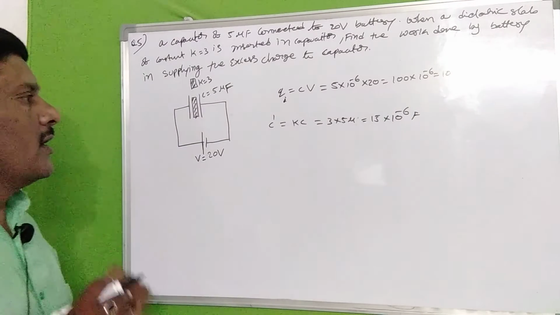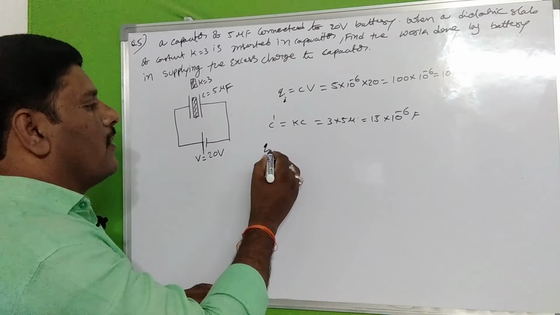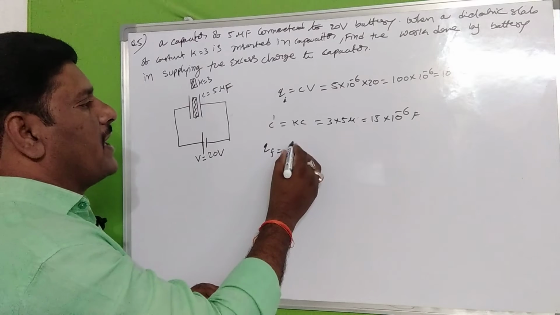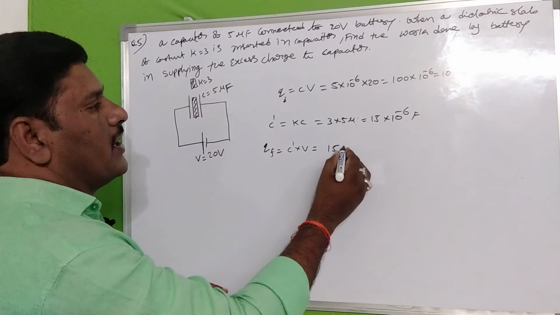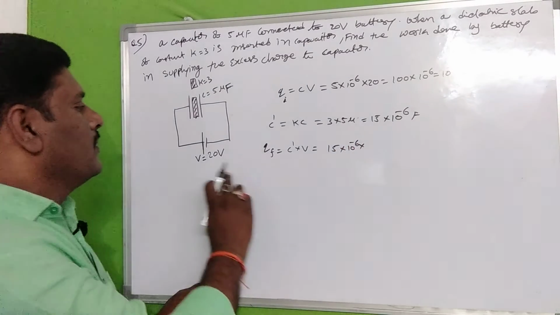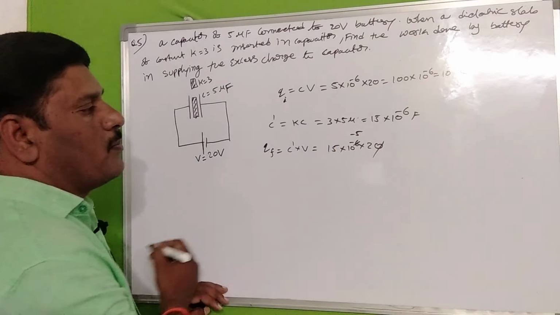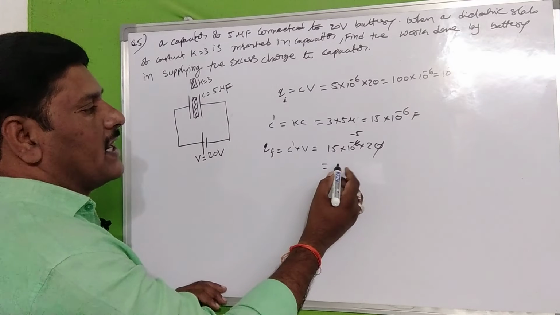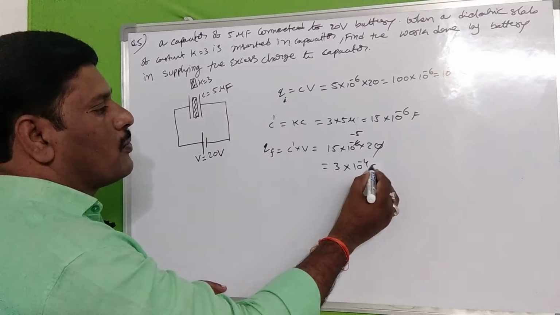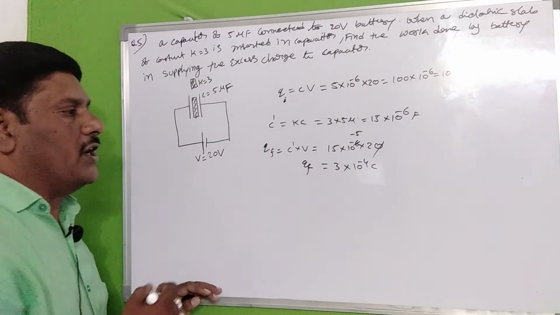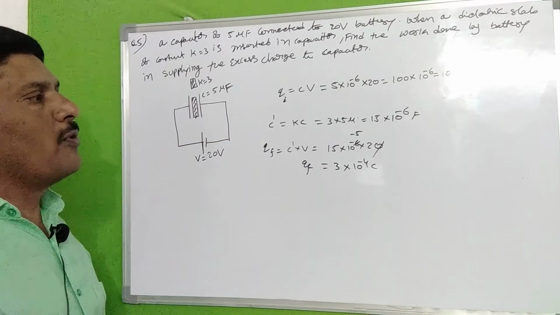Now we find the charge on the plate after insertion: Q finally equals C dash into V. C dash is 15 into 10 power minus 6, into V which is 20. So 10 power minus 6 gets cancelled, leaving 10 power minus 5, and 15 into 2 is 30. So we can write 3 into 10 power minus 4 coulombs. So the final charge is 3 into 10 power minus 4, and initially it was 10 power minus 4.